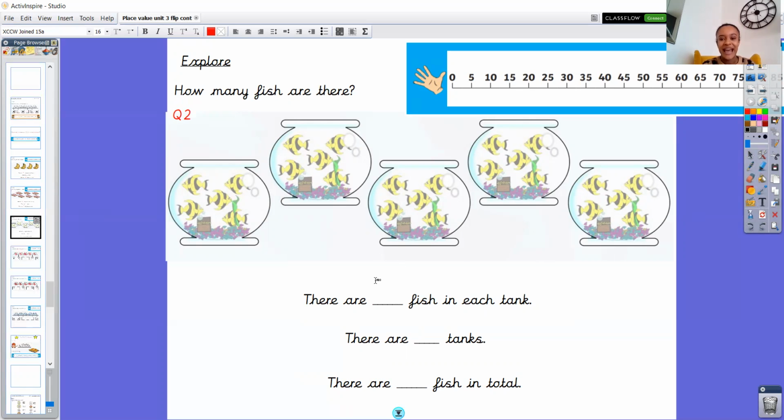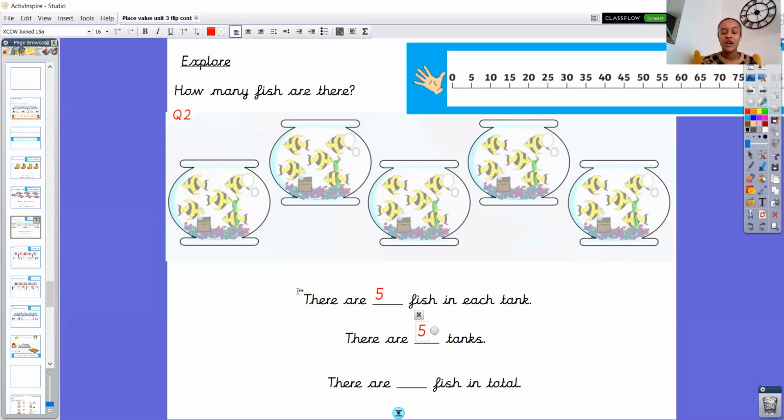Good job, year one. So by now we know there's going to be 5 fish in each tank. 1, 2, 3, 4, 5. Okay, how many tanks are there? Let's count those together. 1, 2, 3, 4, 5. So there are 5 tanks.